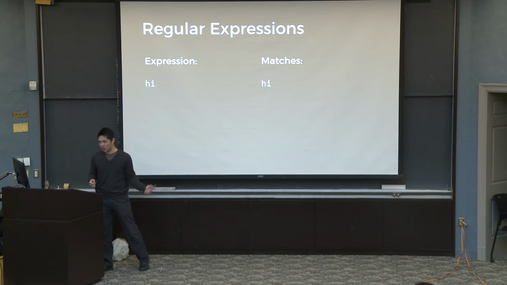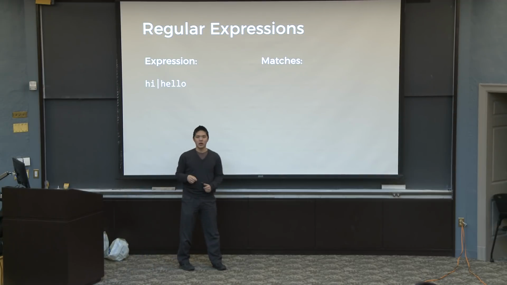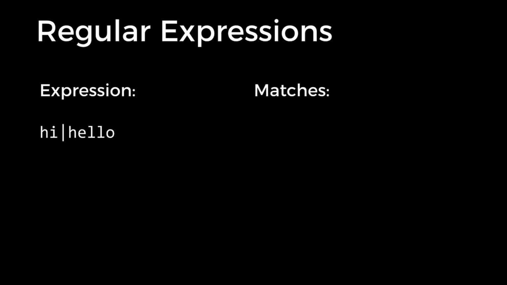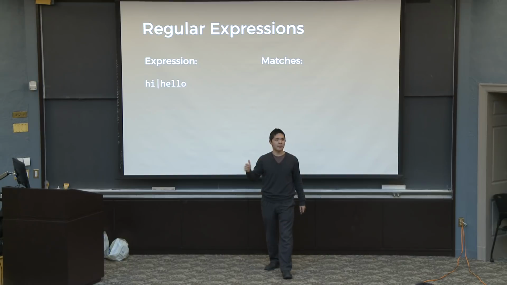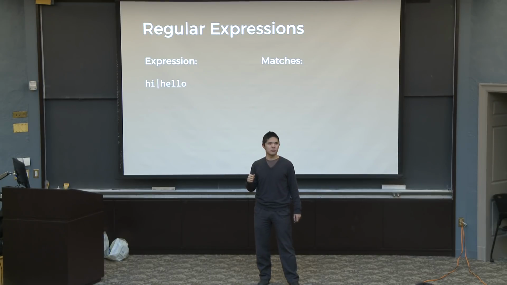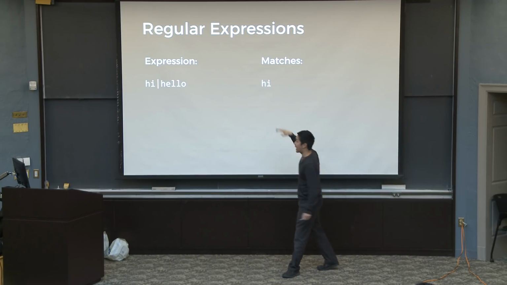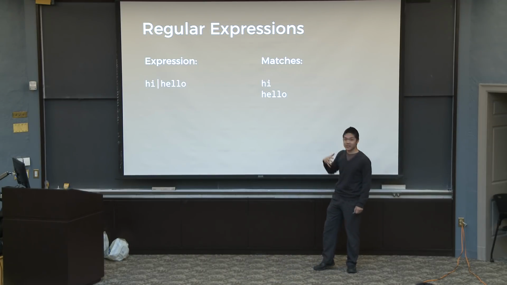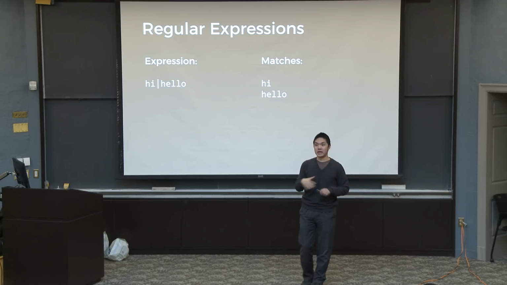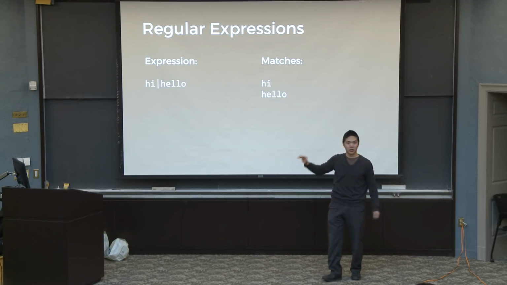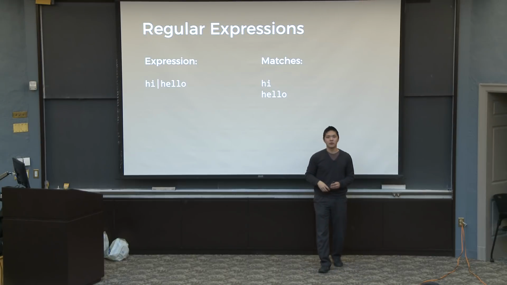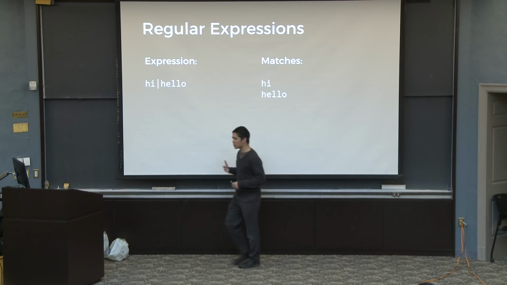Let's take a look at a more complicated regular expression. Hi bar hello. So the bar is what we call the alternation symbol. It means one thing or the other thing. And so what is this going to match? What are the valid things that I could type in and my HTML form would accept based on this regular expression? Hi or hello, right? I could type in hi, and that would be a perfectly valid match, or I could type in hello, and that would be a perfectly valid match, but nothing else. I type in anything else other than hi or hello, and my page will reject it. So that's alternation.